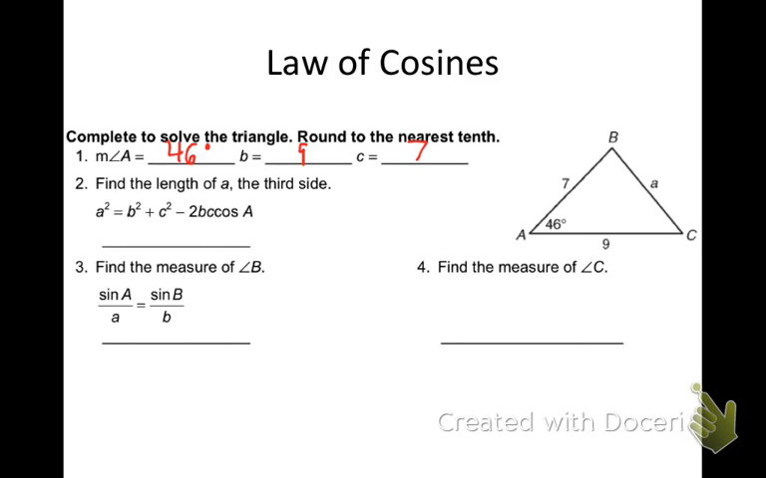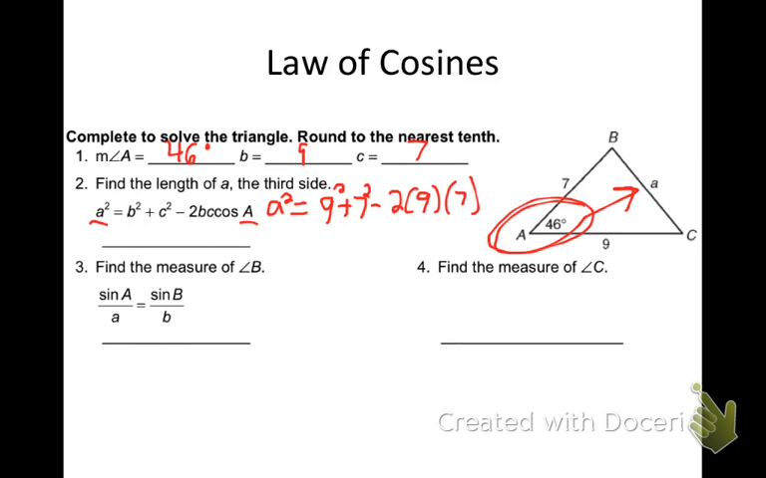I'm now going to plug this into the law of cosines. Remember, what's important? A has to be opposite of A. My angle and the side I'm trying to find have to be opposite of each other, and they have to match up here. So I have A squared equals 9 squared plus 7 squared minus 2 times 9 times 7 times the cosine of 46.